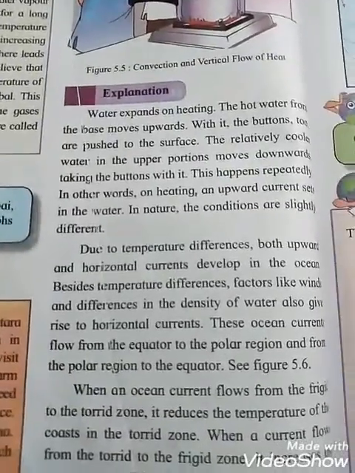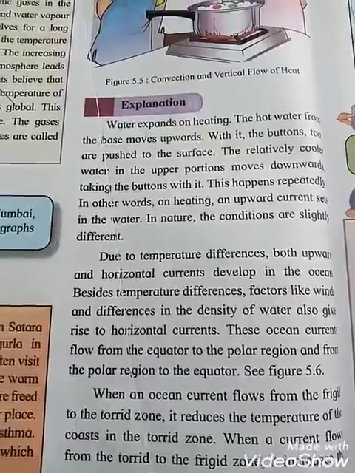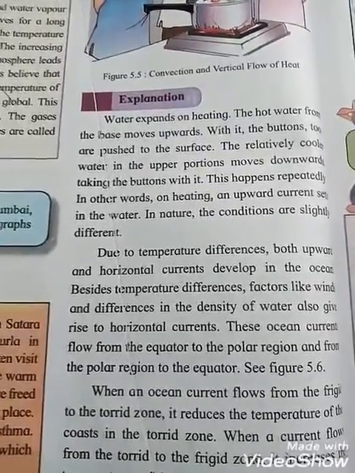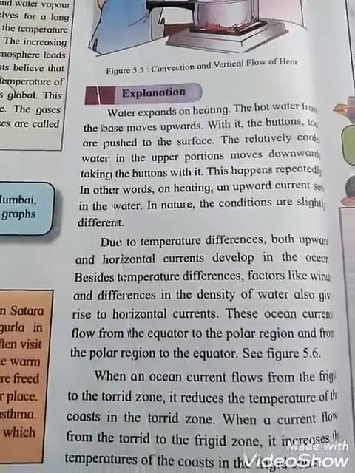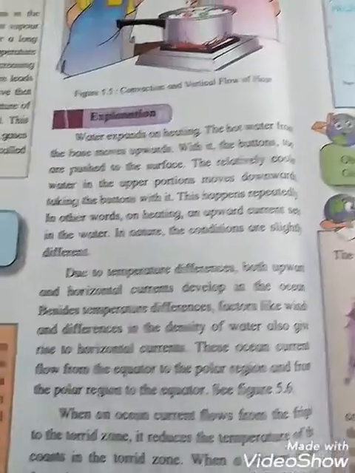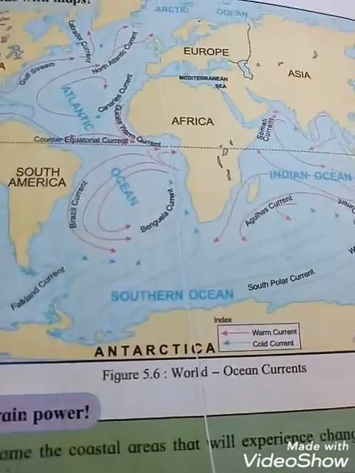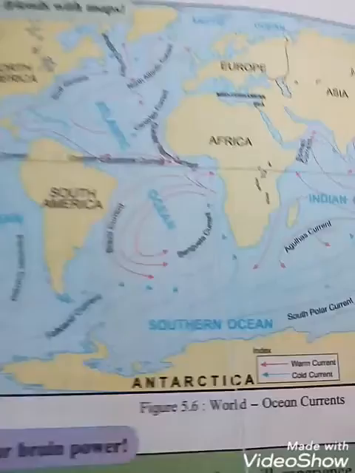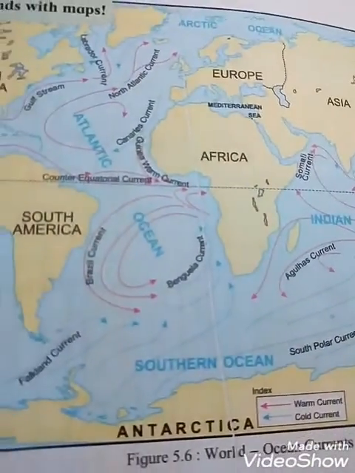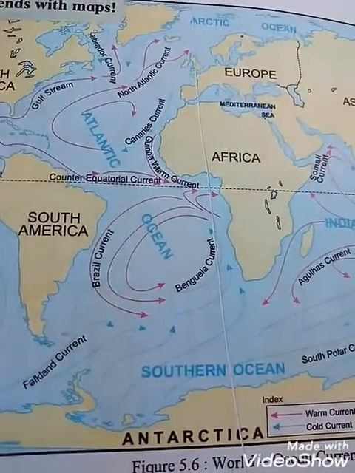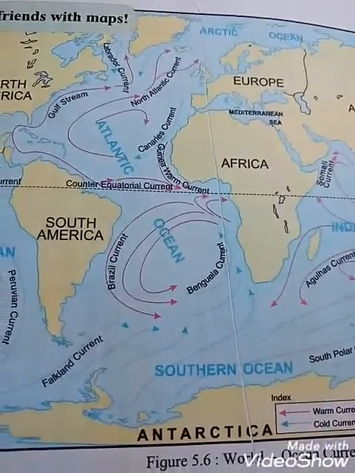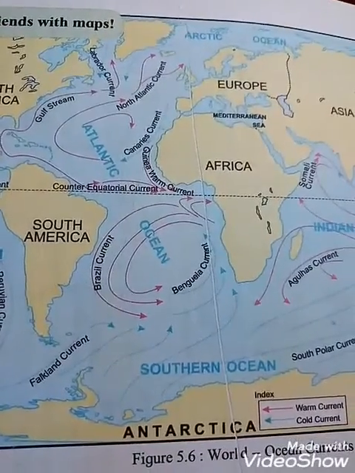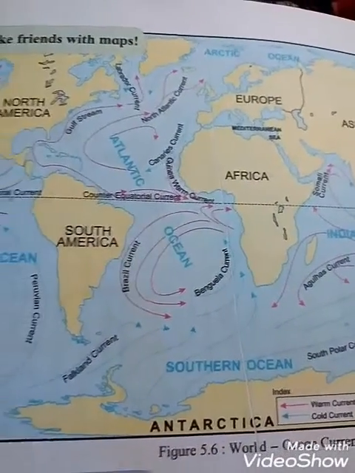Okay, students, these ocean currents flow from the equator to the polar region and from the polar region to the equator. See figure 5.6; I will show you figure 5.6. See the world ocean currents. Because of that, the ocean currents flow from the equator to the polar region. The equator always lies at 0 degrees.